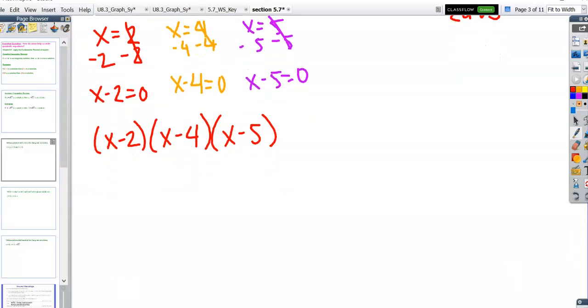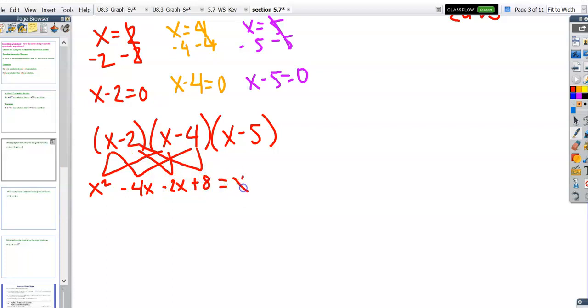Multiply your first 2 binomials together. For that, if it's easier to just FOIL, you can: first, outside, inside, last. So you should get x squared minus 4x minus 2x, and then plus 8, which is the same as x squared minus 6x plus 8.